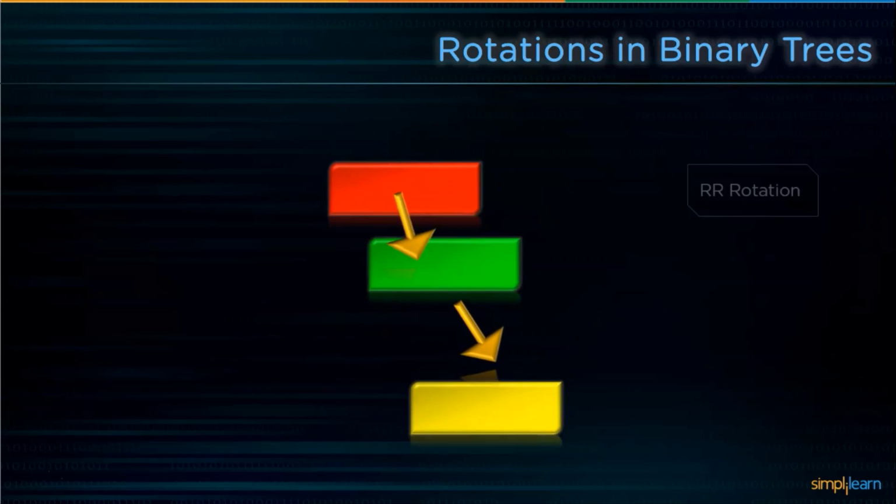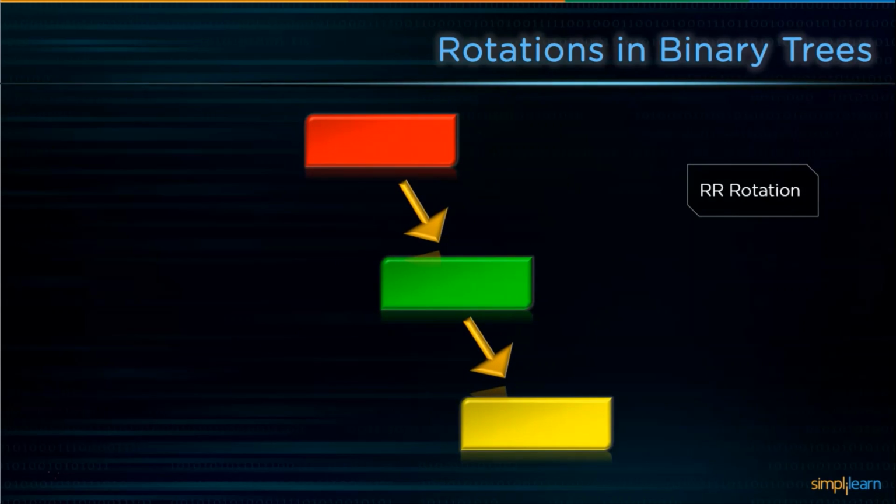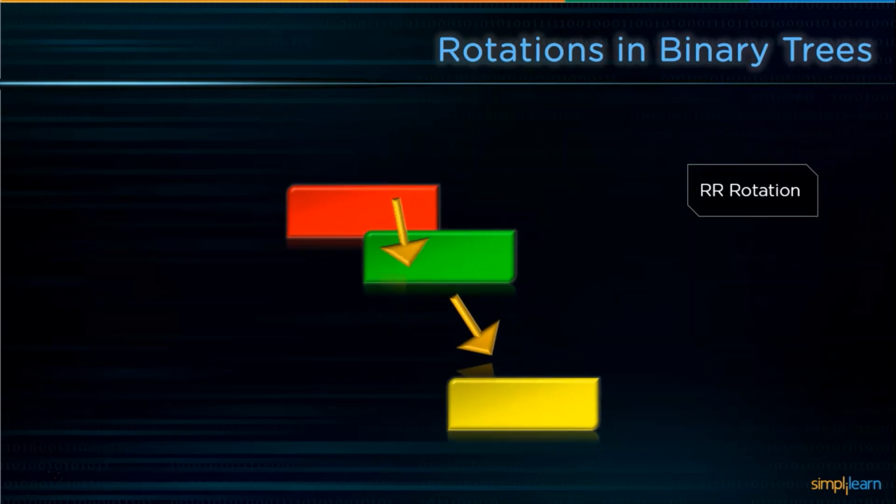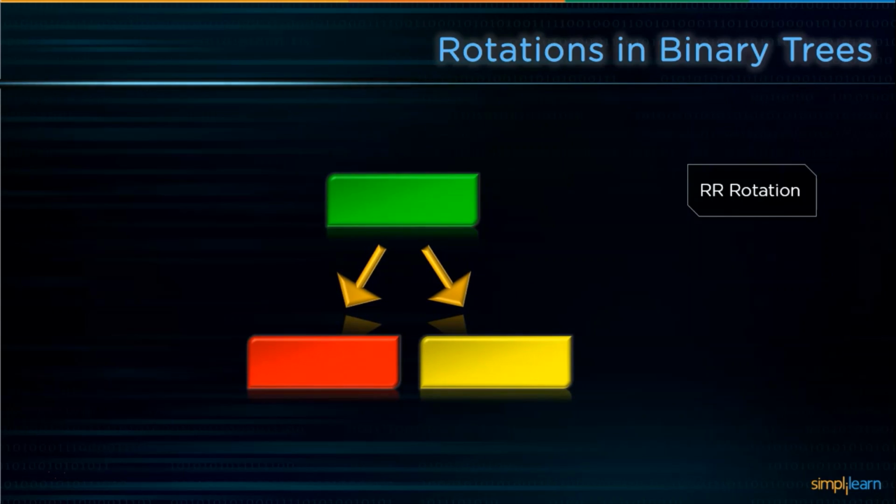Next, RR rotation. When a node is inserted into a right subtree of the right subtree of a node, then we perform RR rotation. It is an anti-clockwise rotation which is applied on the node below a node having balance factor -2. That is, we will apply it on the green node.